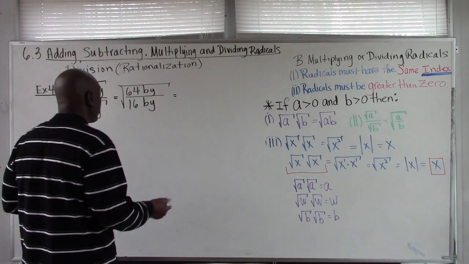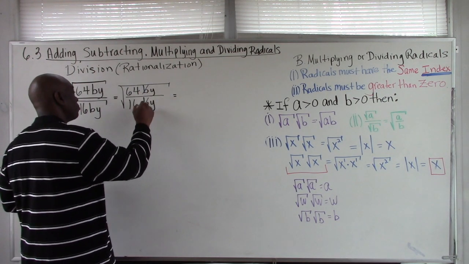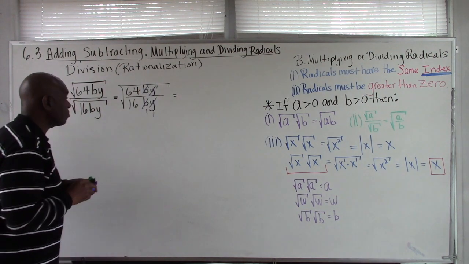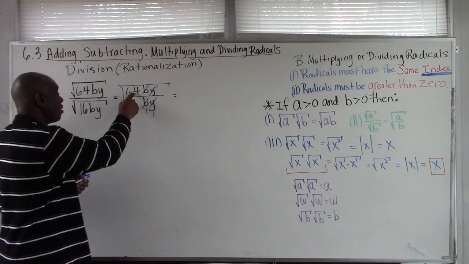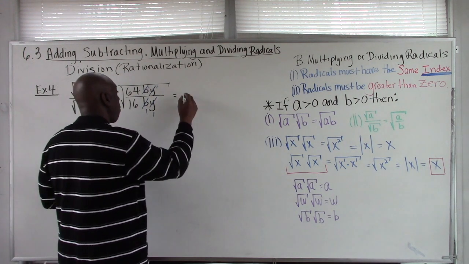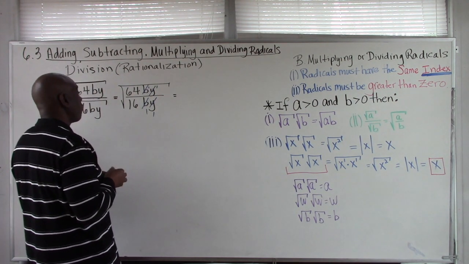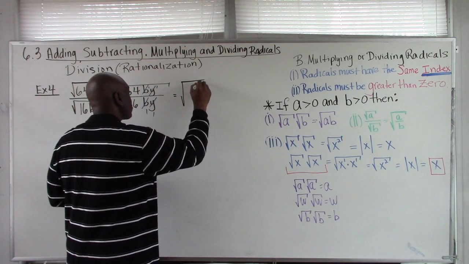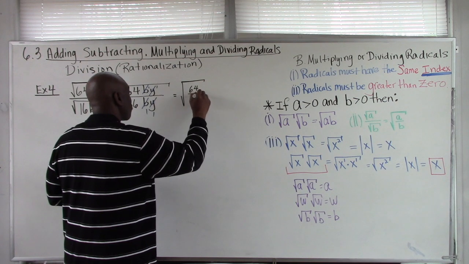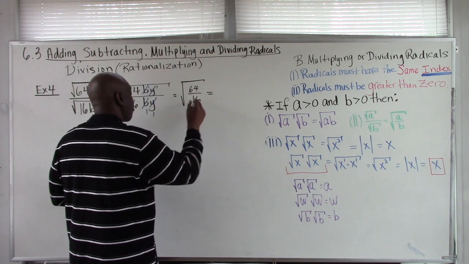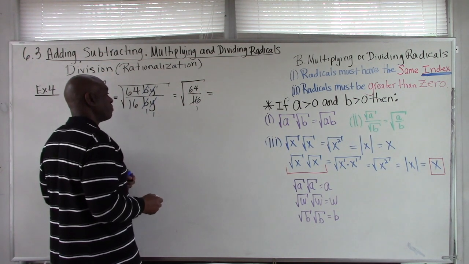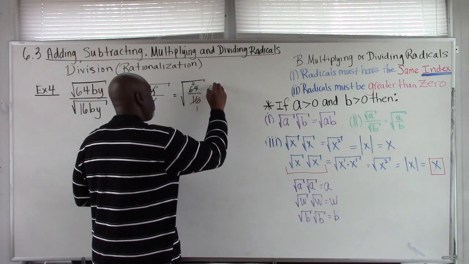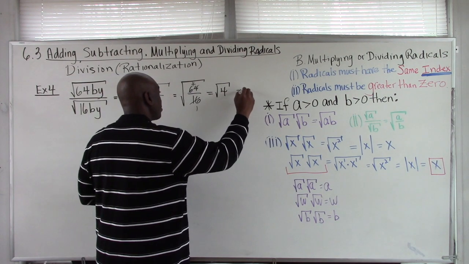Simplify the variables. All right? The b's cancel. The y's cancel. They all go to 1. And 64 divided by 16 is 4. 16 goes into itself once. 16 going into 64 4 times. That's going to be the square root of 4, which is 2.